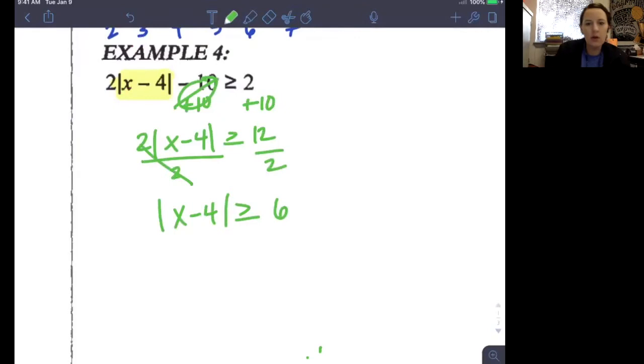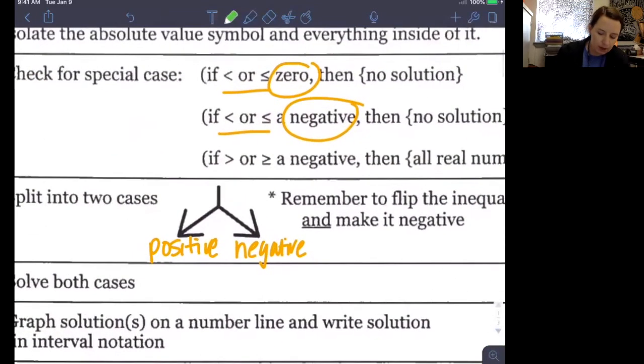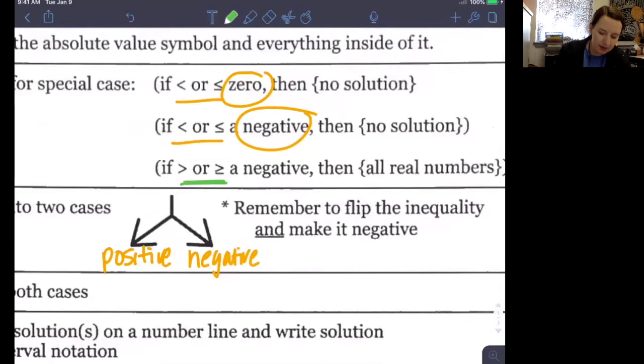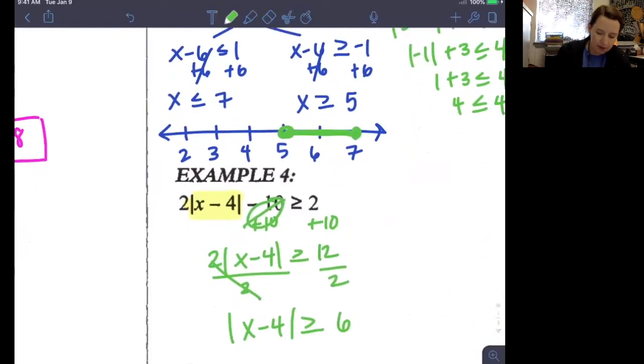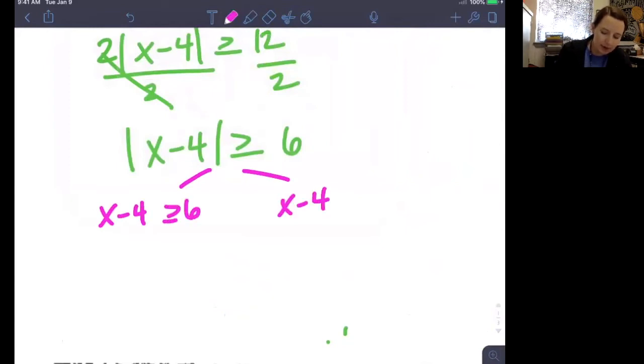Okay, so now we have our absolute value isolated. I want to check for special cases. So since I have a greater than symbol, my special case with greater than, if it's greater than or equal to a negative. So this is not greater than or equal to a negative. We're going to continue solving this as is. So I have x minus 4 greater than or equal to 6. x minus 4, flip our inequality, less than or equal to negative 6.